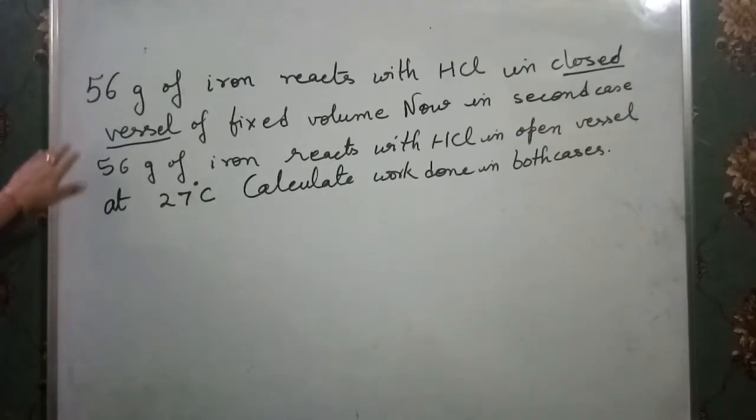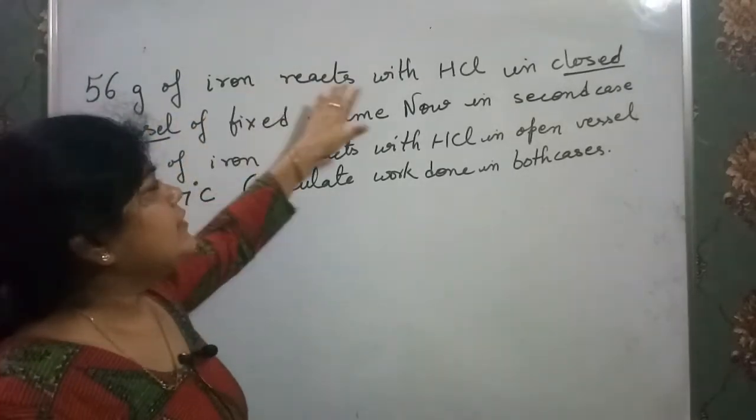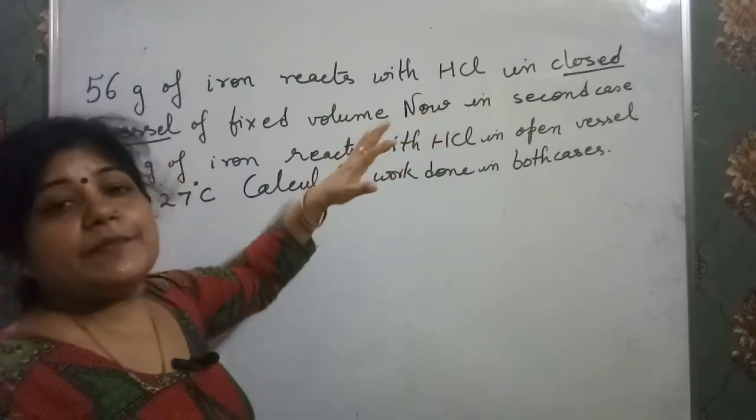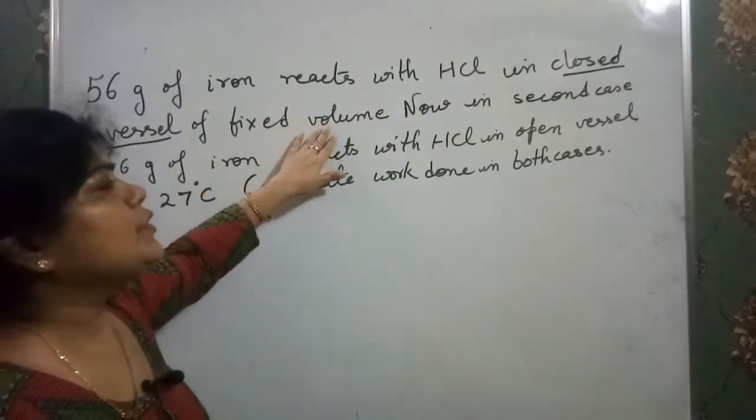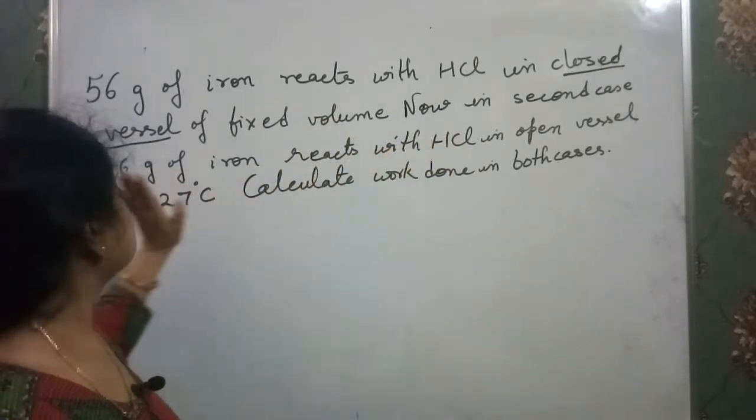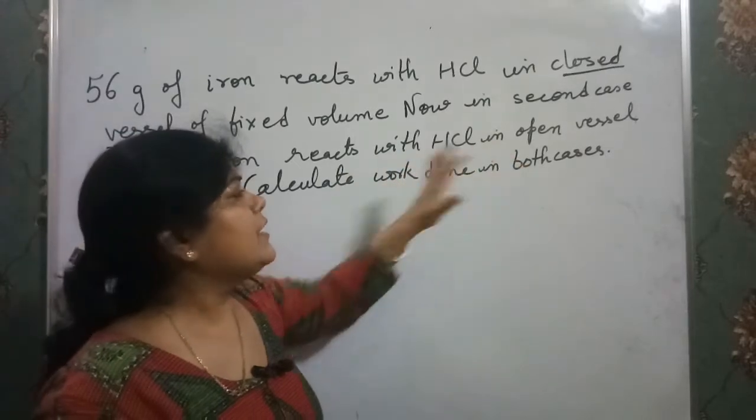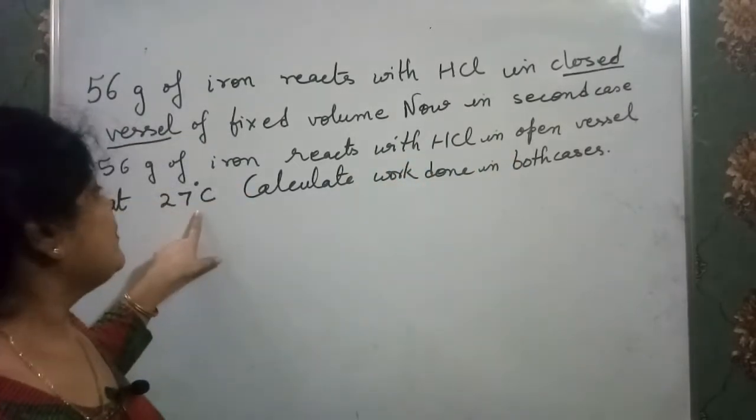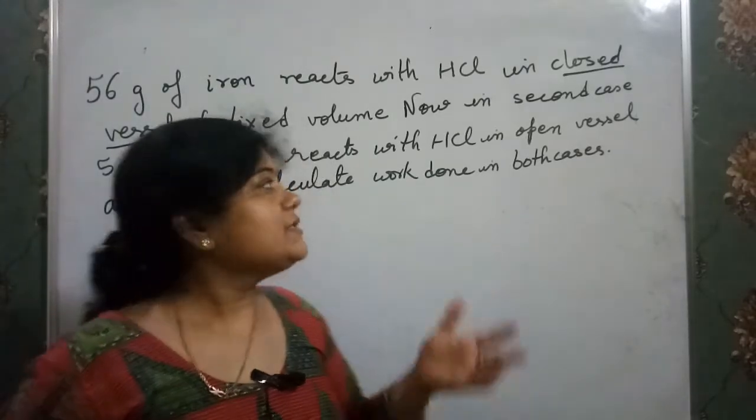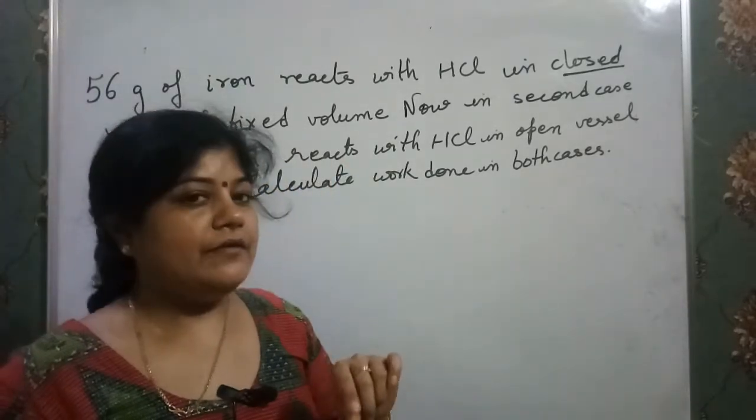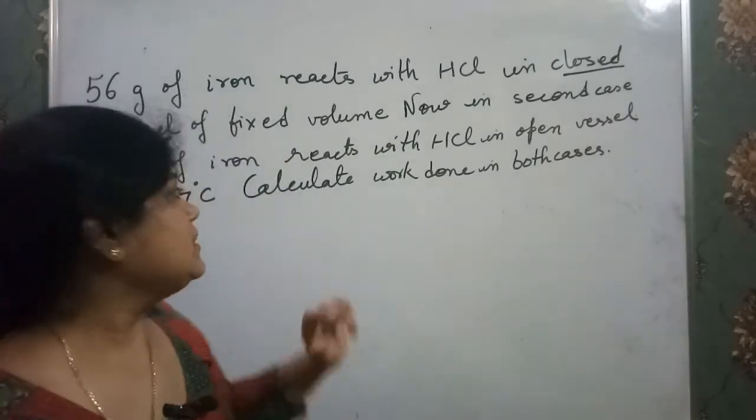Now see the question on the blackboard. It is given that 56 gram of iron reacts with HCl. That means iron reacts with HCl in a closed vessel of fixed volume. Now in the second case, 56 gram of iron reacts with HCl in an open vessel at 27 degrees Celsius. That means there are two cases. There is a reaction of HCl and iron, firstly in a closed vessel and secondly in the open vessel.